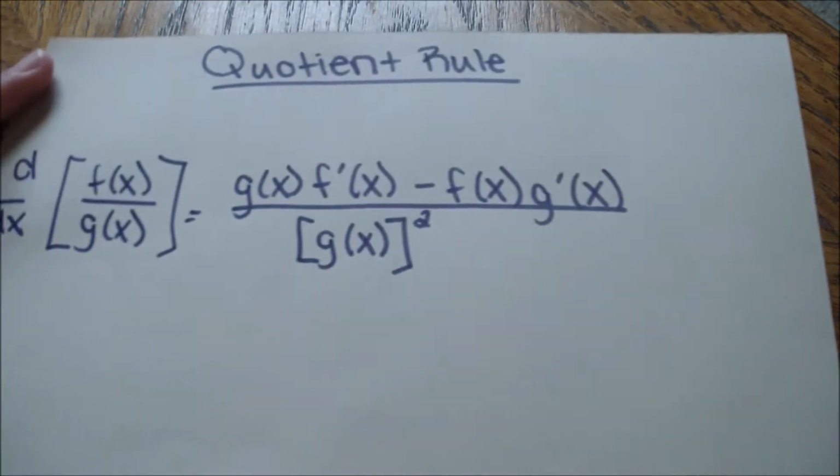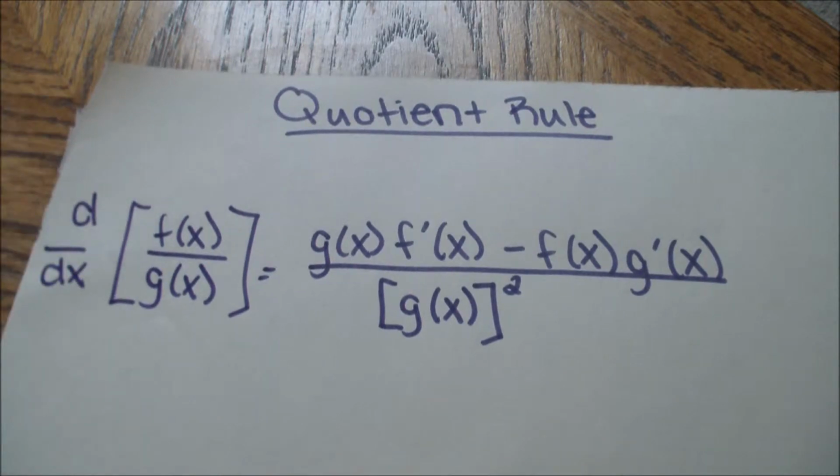Now we'll move on to the quotient rule. The quotient rule is the derivative of f of x over g of x, and that equals g of x times f prime of x minus f of x times g prime of x, all over g of x squared. So we'll move on with examples and work it out that way.